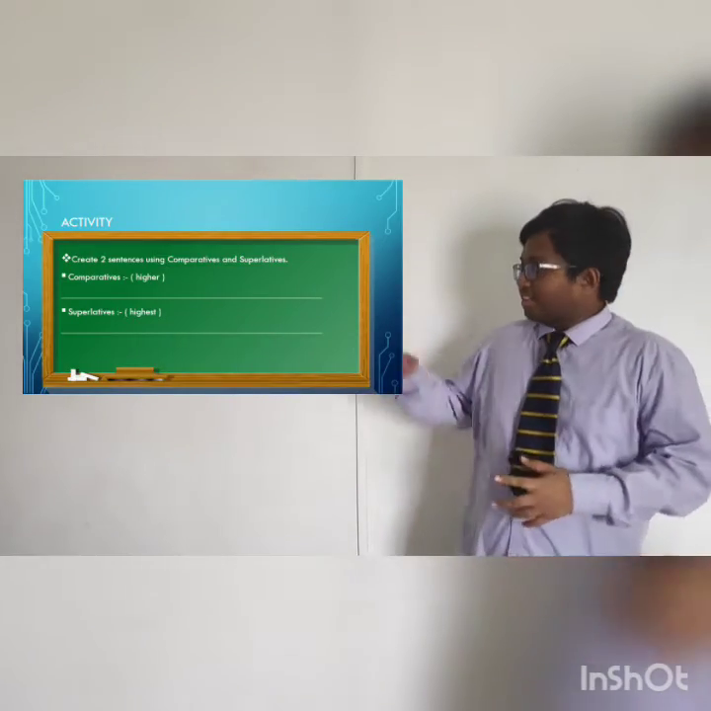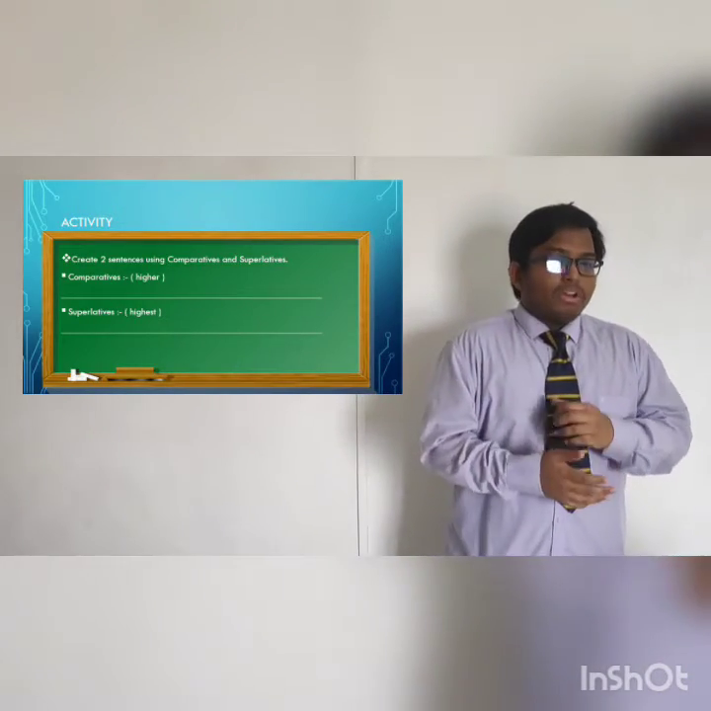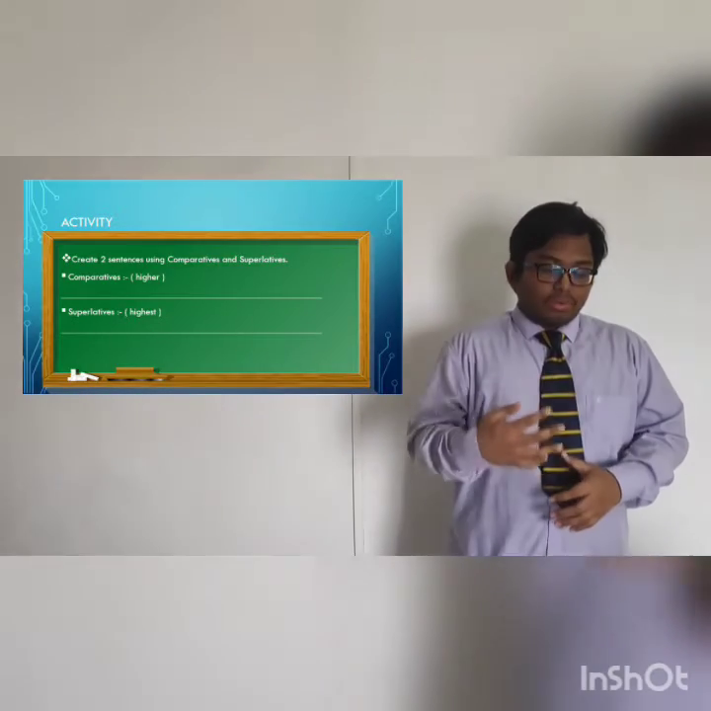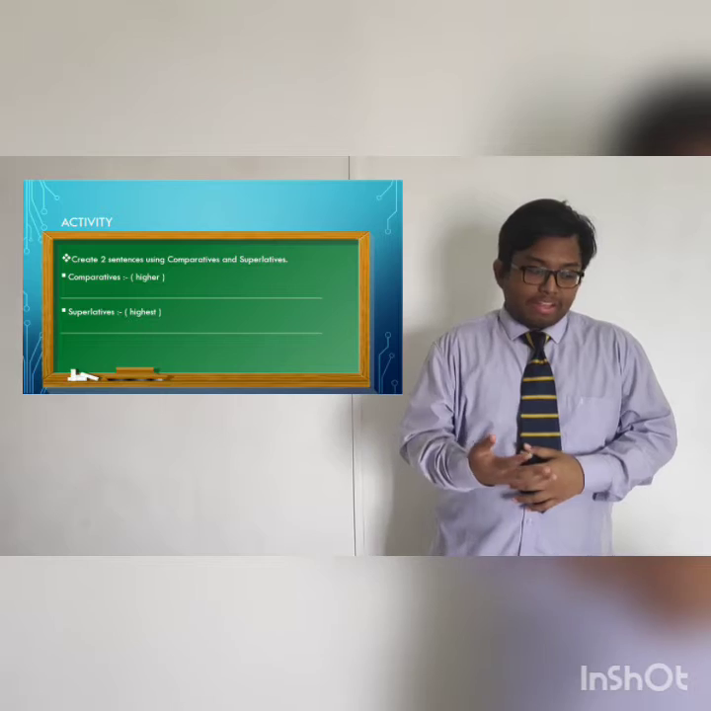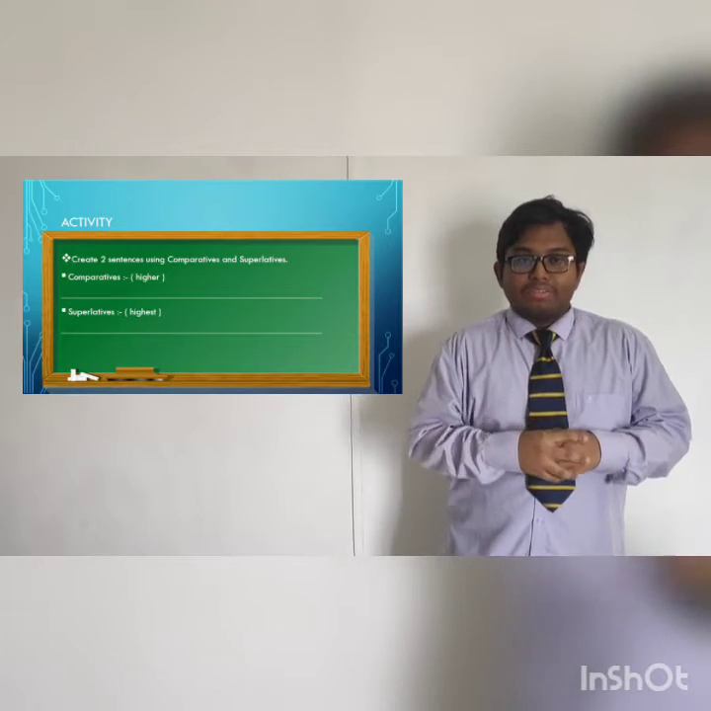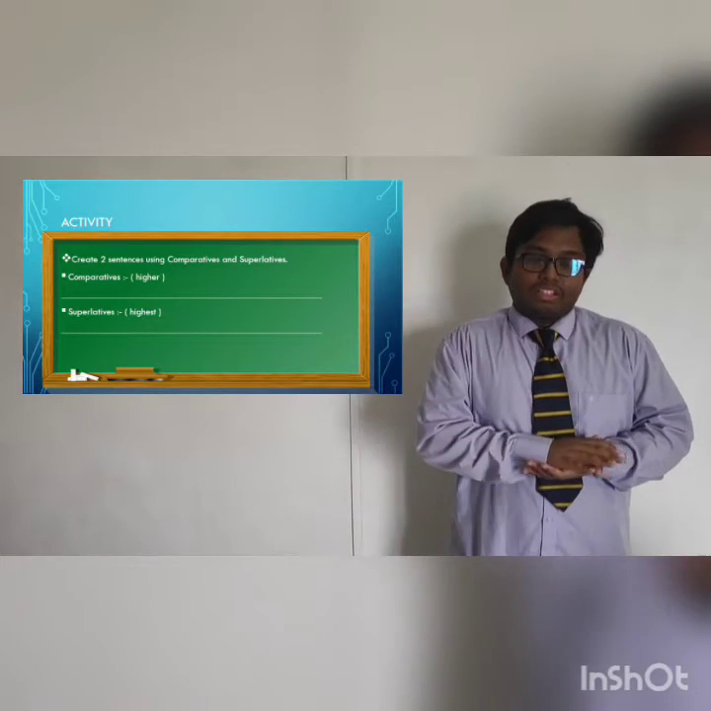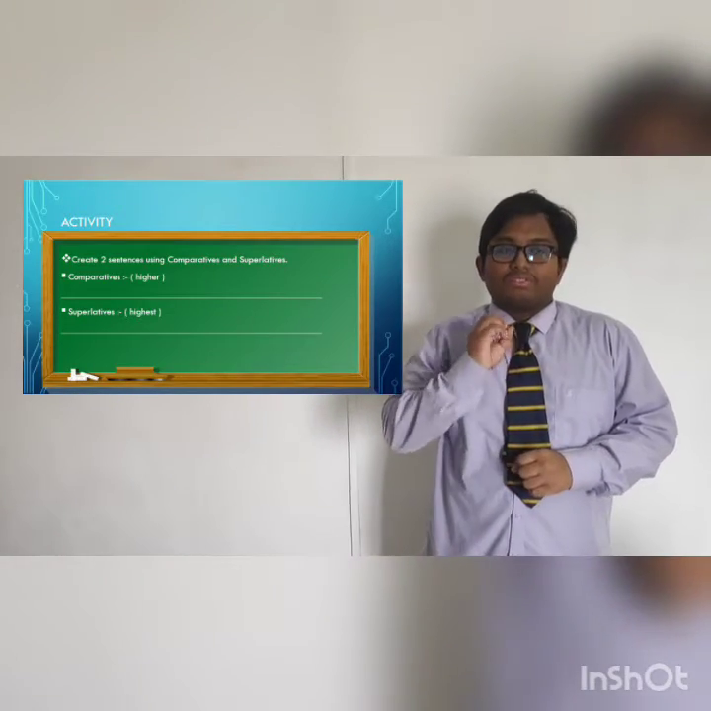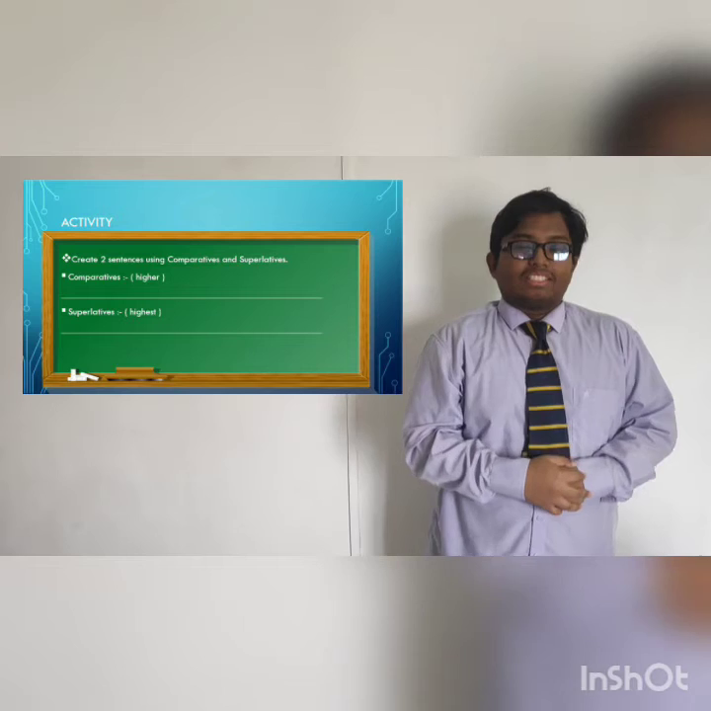Let's proceed to the class activity. Okay, now we are done with the lesson. For the class activity, we will practice what we have learned. Now, take a look at the slide. I want you to create 2 sentences using comparative and superlative, using the words that I have prepared: for comparative, higher, and for superlative, highest. Okay. Now I give you 5 minutes to create the sentences.